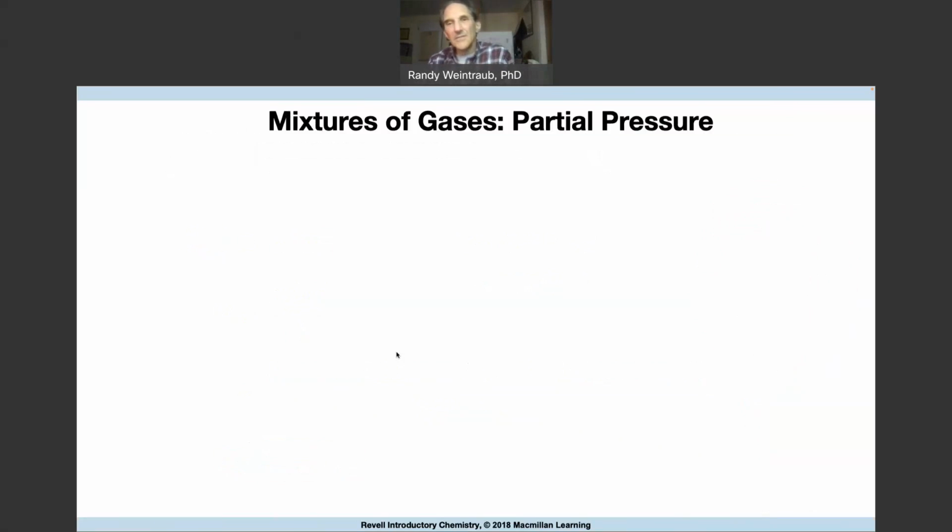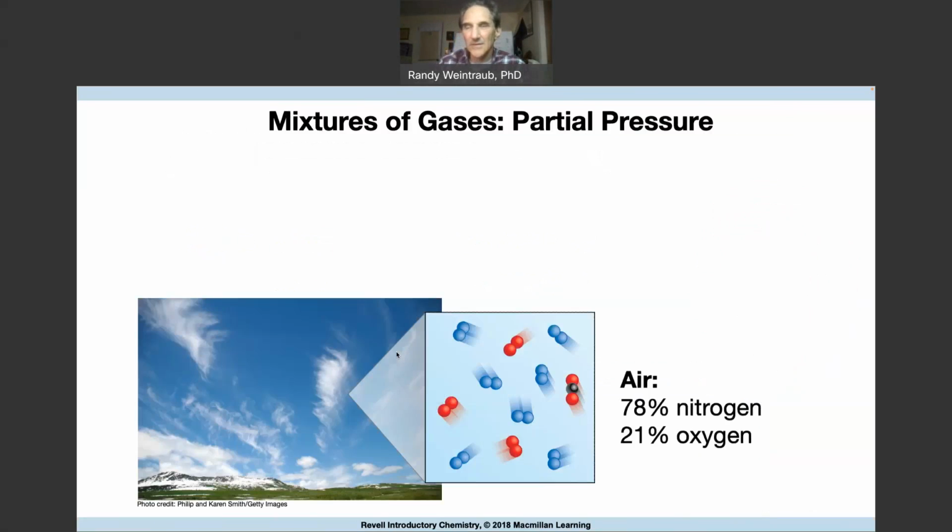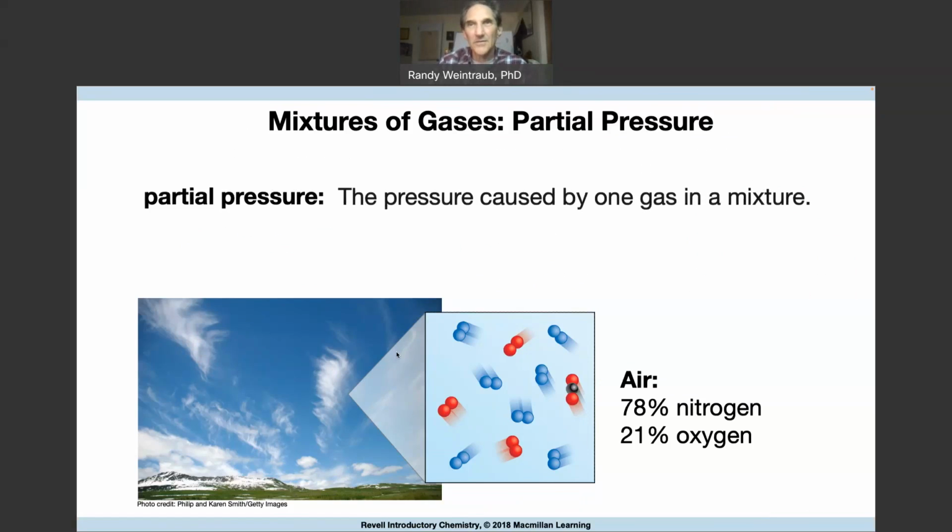Most commonly, we naturally encounter gases that are mixtures. For instance, air is 78% nitrogen and 21% oxygen, and a little more of some minor amounts of other substances. But the partial pressure is the pressure caused by each of those gases in the mixture.